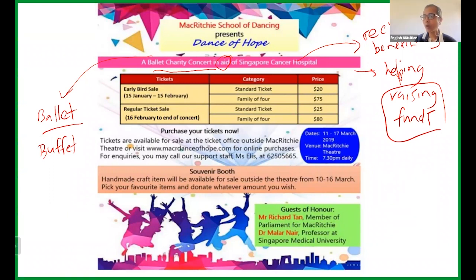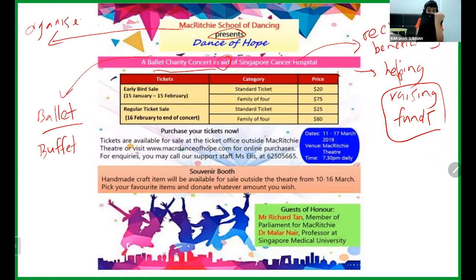Who is organizing it? The Macritchie School of Dancing. Yes, because they are presenting it, right? So they are the organizers. And the title of the event is Dance of Hope. This is the title. Okay, so once you know this, you've clarified quite a bit of things.